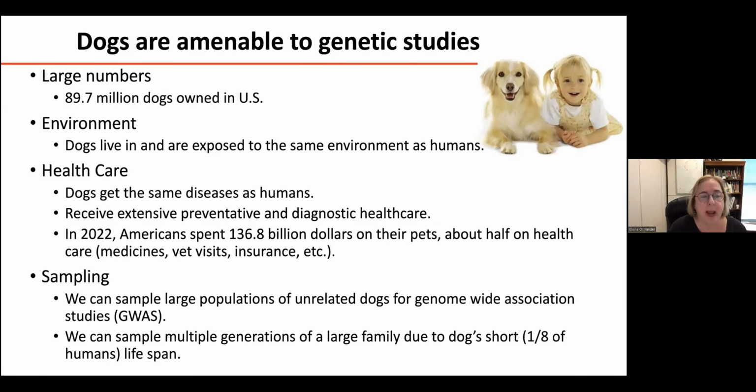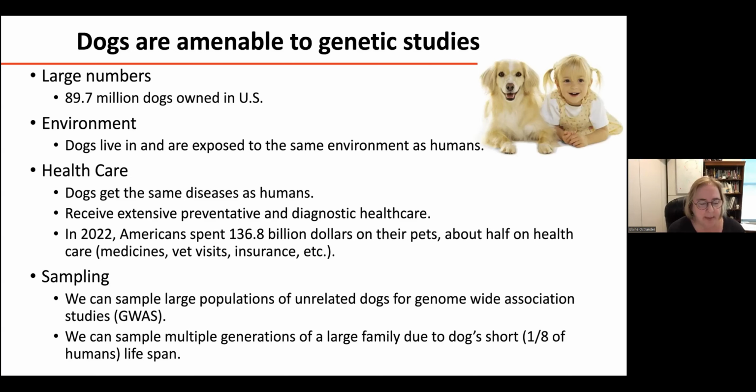So just by way of background, there's a lot of dogs in the US, almost 90 million, and that makes them as a population or as a species very amenable to genetic studies. They live in and they're exposed to the same environment as humans. They get the same diseases as humans, and they receive extensive preventative and diagnostic health care. In 2022, you may not know, but Americans spent about $137 billion on their pets, and about half of that was on healthcare. So all these things in aggregate get us really excited about understanding the genetics of cancer susceptibility in dogs as well as in humans.